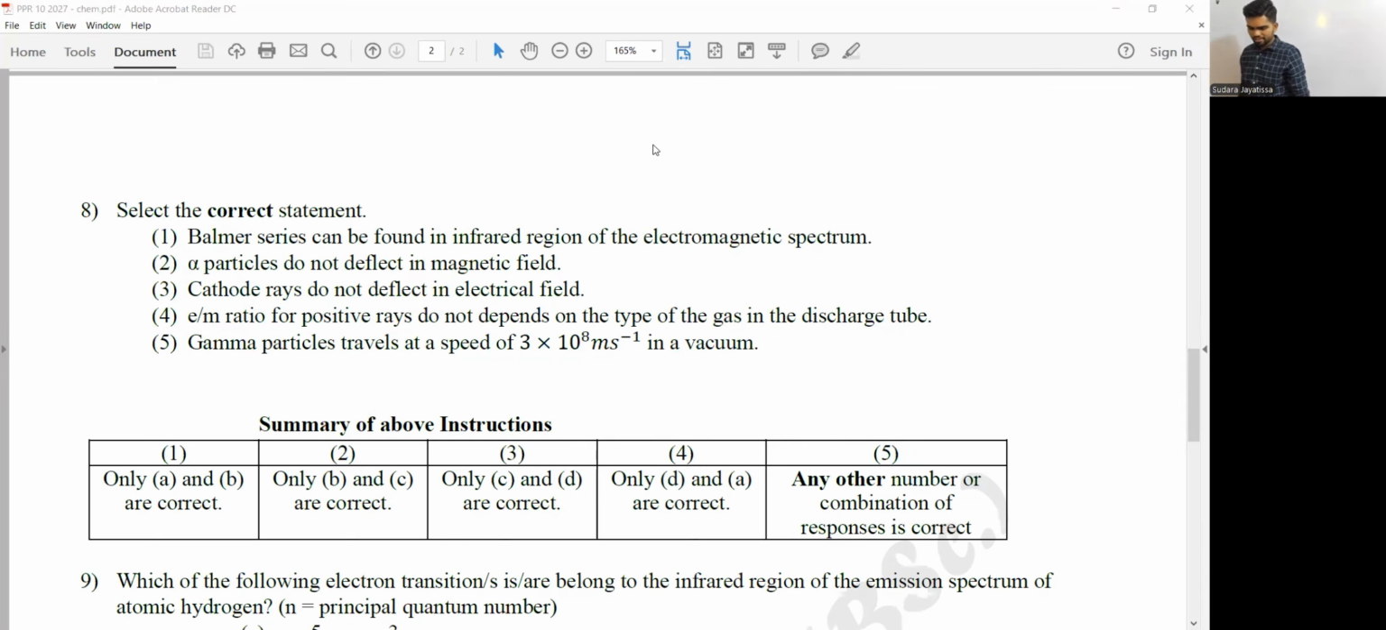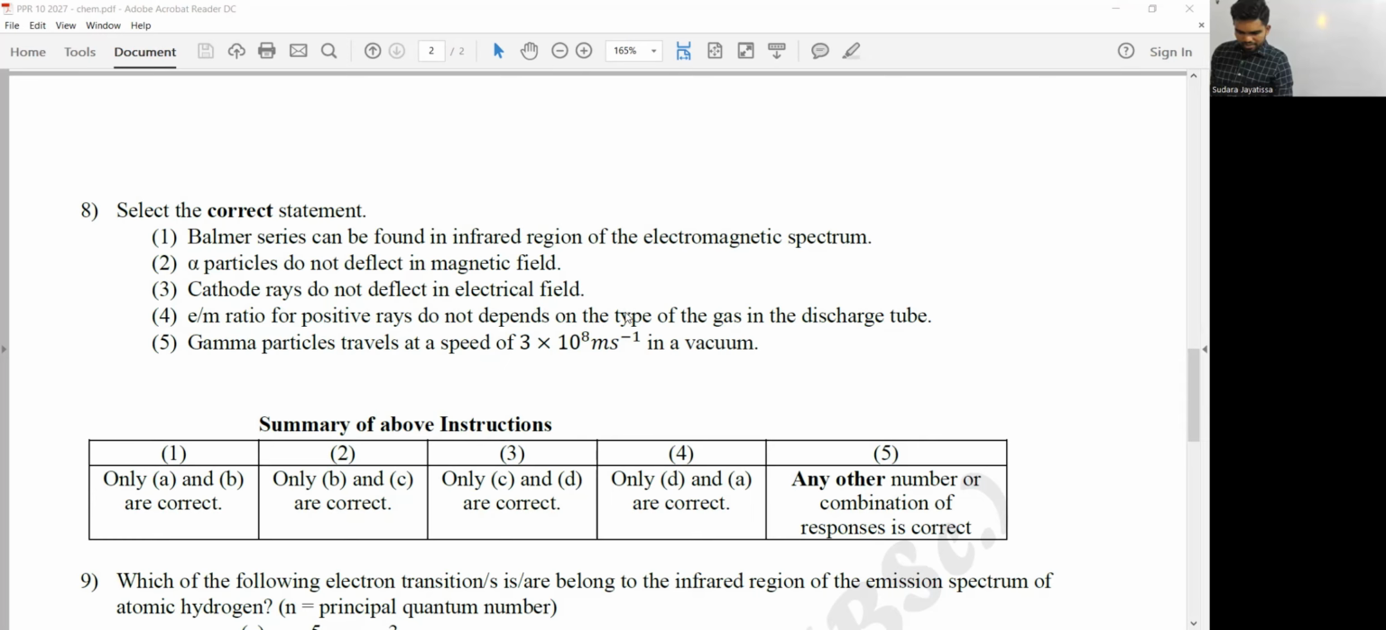Then take the second answer. Alpha particles do not deflect in magnetic field. That is wrong. Why? Because any charged particle deflects in electrical and magnetic field. That was the very first thing we learned in our class. Any charged particle, write that exact sentence again: any charged particle deflects in electrical and magnetic field. So saying do not deflect is wrong. It is deflecting, isn't it?